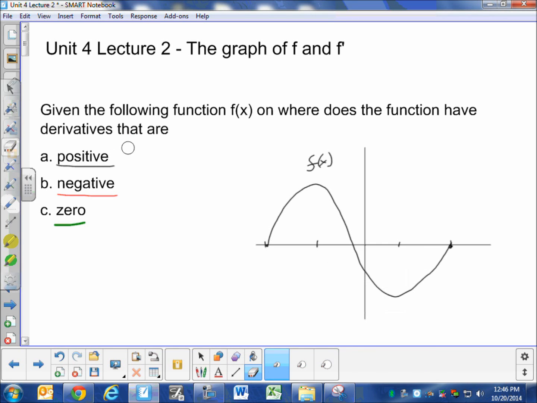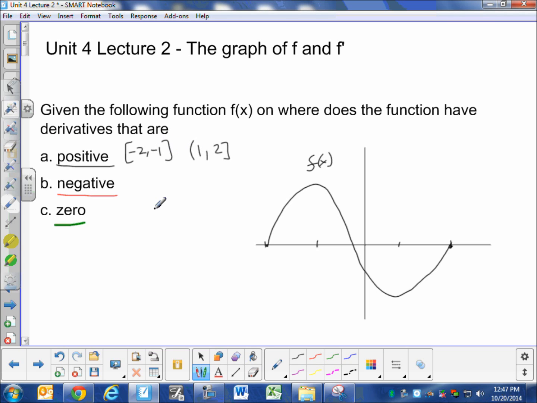Very important lesson, graph of f and f prime. First question, given a function, where do we have derivatives that are positive? We can see right here, this function has positive derivatives from -2 to -1, and then from 1 to 2. And they're actually not including 1, but they would be included 2.